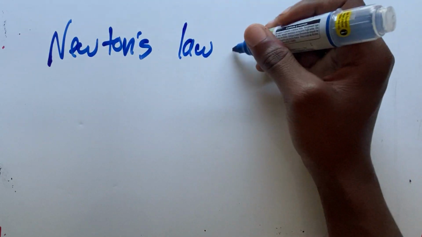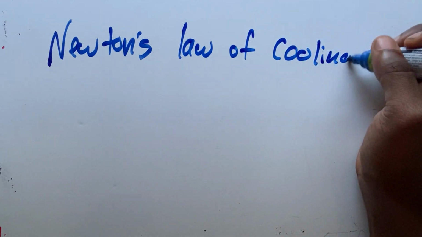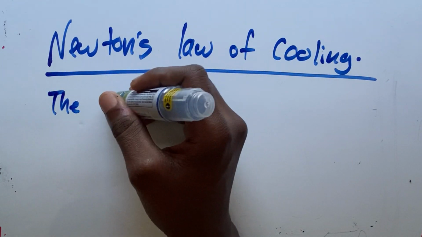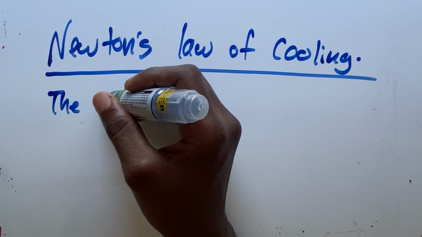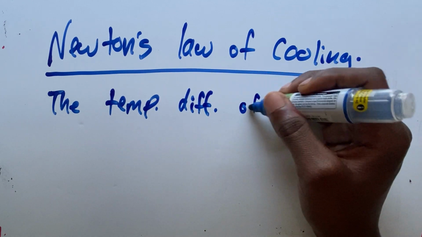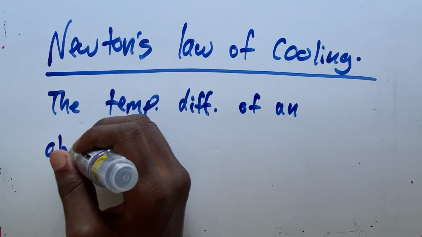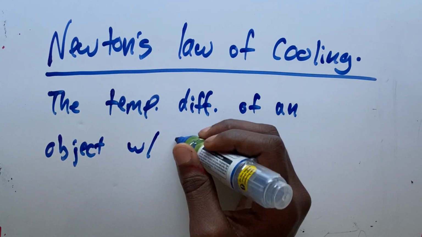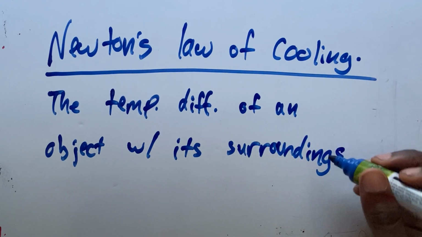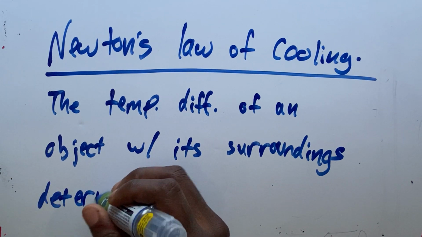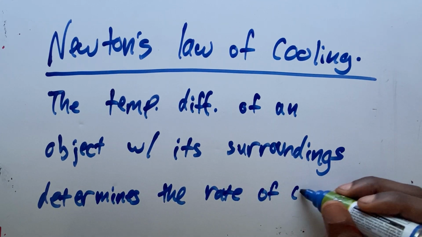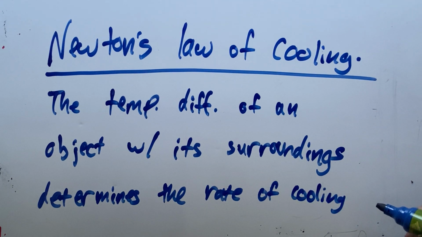Newton's law of cooling, which basically just says the temperature difference of an object with its surroundings determines the rate of cooling or heating.